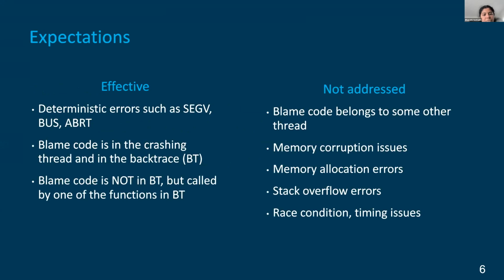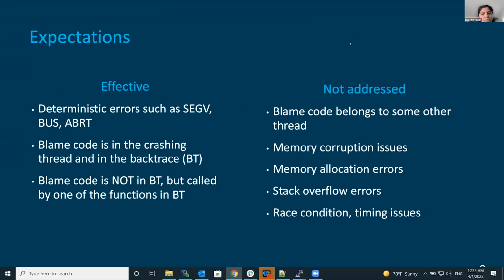So let us set our expectations right. This approach is effective only if the origin of the problem and the fix lies within the scope of the same crashing thread. If the problem originates in one thread but manifests itself in another thread, then it is not a candidate for this approach. We can identify if the faulty function does not lie with one of the functions in the backtrace, but it is called by one of them.